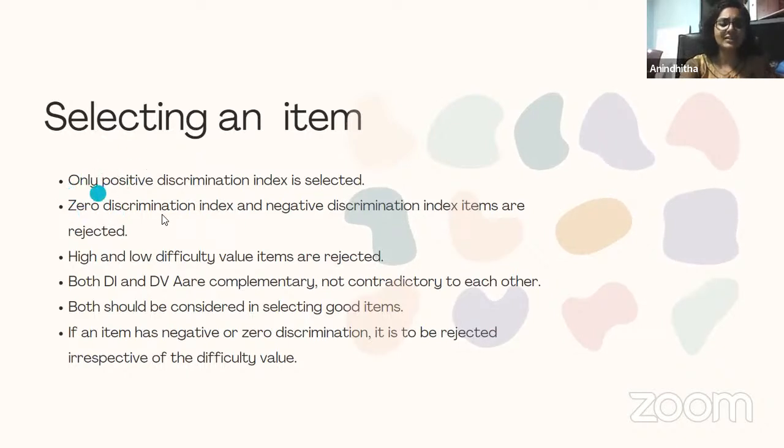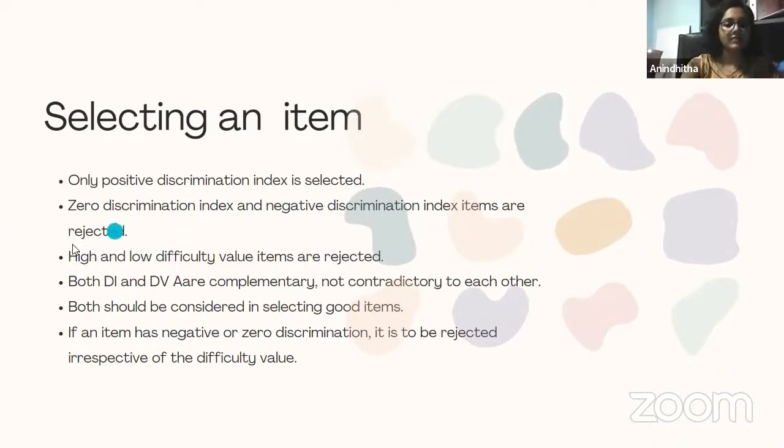A zero discrimination index means that your line is a straight line, or there's a plateau. So this is not going to show any discrimination between those who are high scorers and low scorers. Both of them are at the same point. Therefore, you are going to reject zero discrimination, as you're only going to choose things that have positive discrimination, based on our interpretation as well.